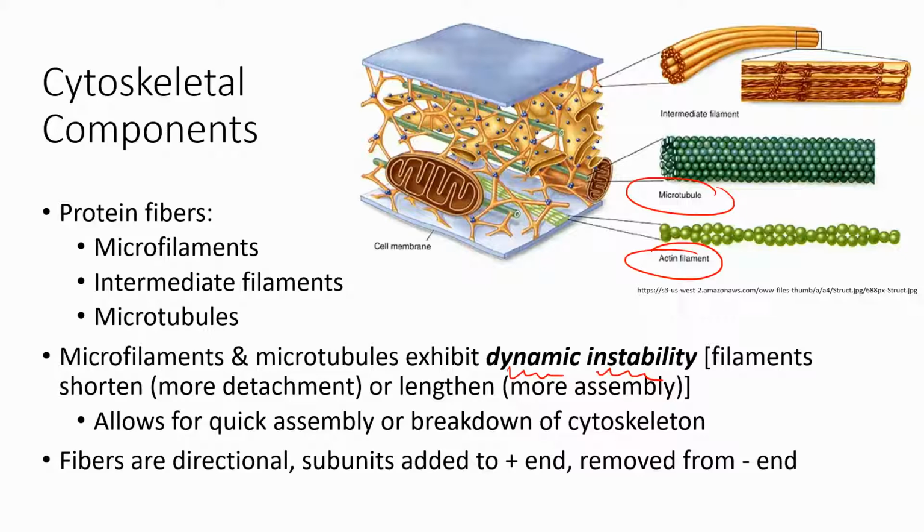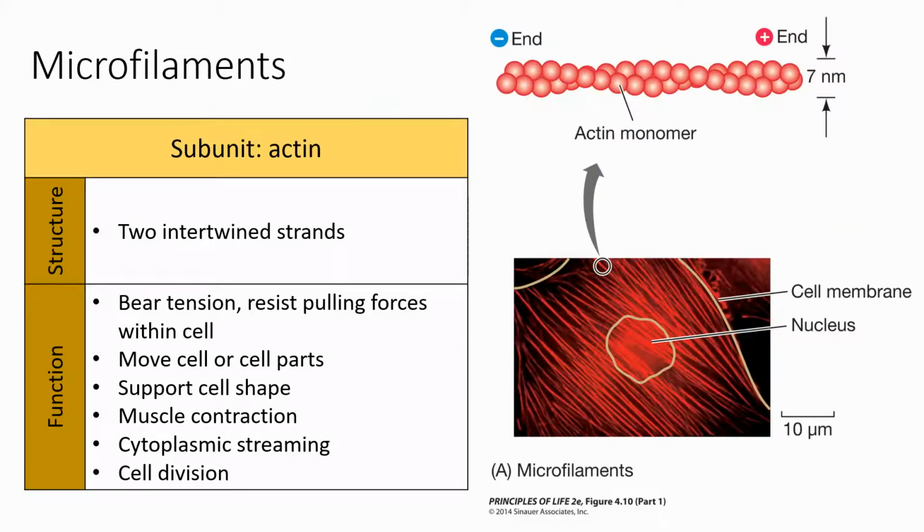Another thing, the elements of the cytoskeleton, these three different types of fibers, are directional. They have a positive end and a negative end. Monomers can only be added to the positive end, and they have to be removed from the negative end. So there's some directionality there. So let's talk about each of the different types of fibers.